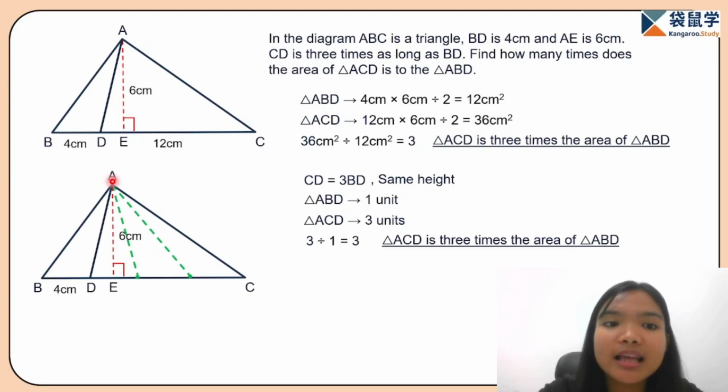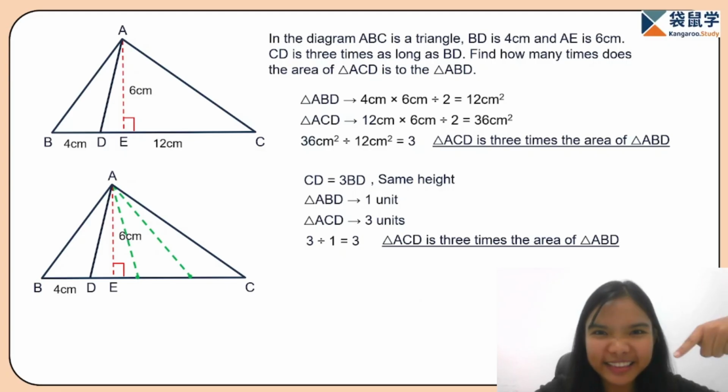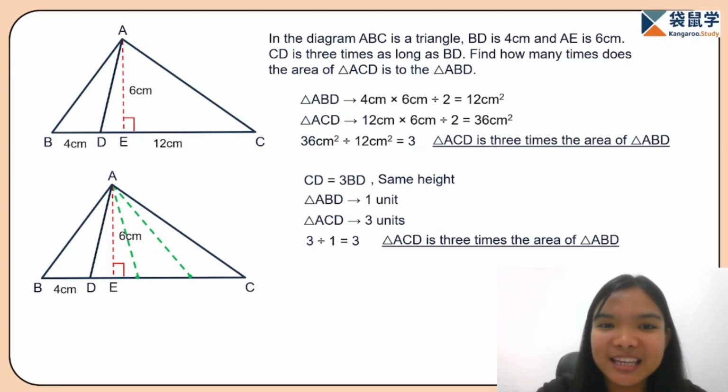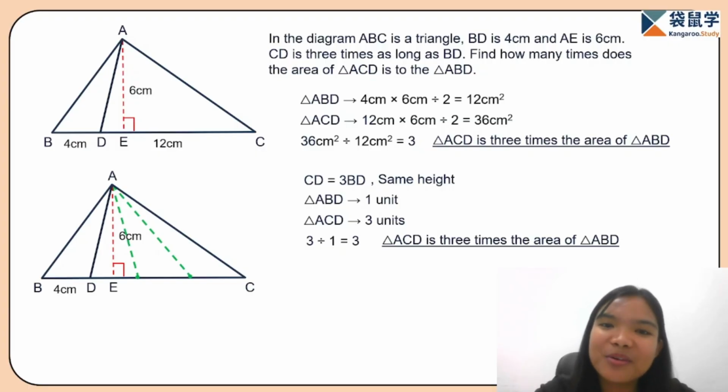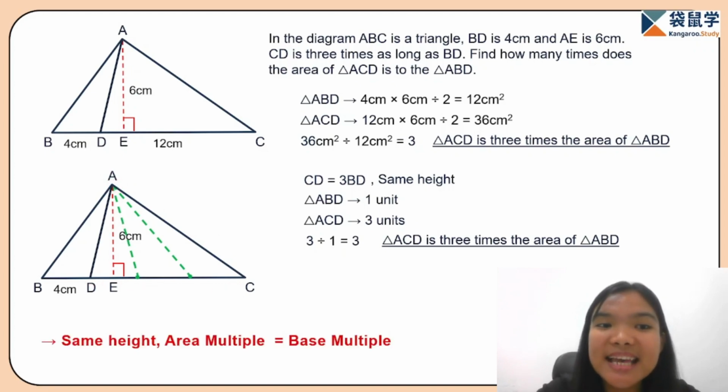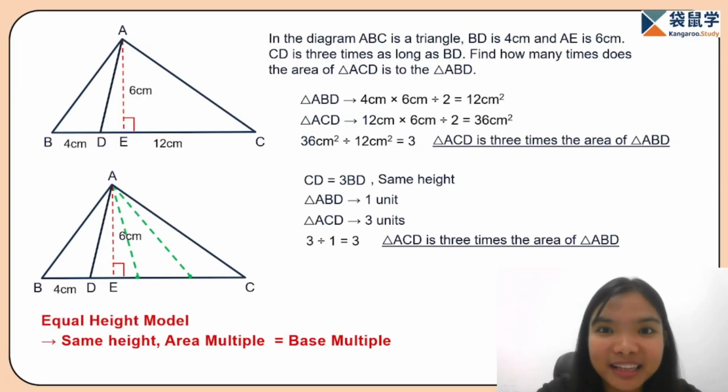Now for this method, the triangles are cut from the highest point to the base. So just like when a lightning strikes into a volcano, splitting it into parts that all share the same height. So just like our example, these triangles share the same height and their area multiple is equal to the base multiple. So this idea is what we call the equal height model.